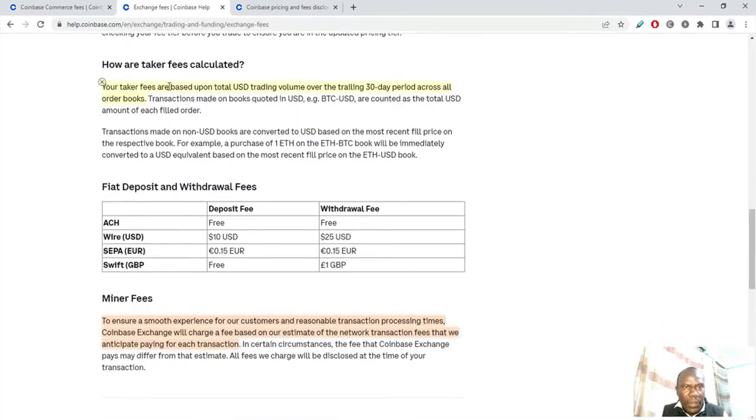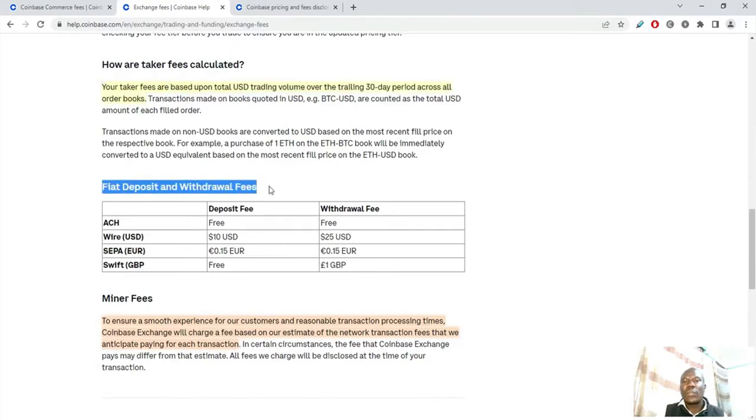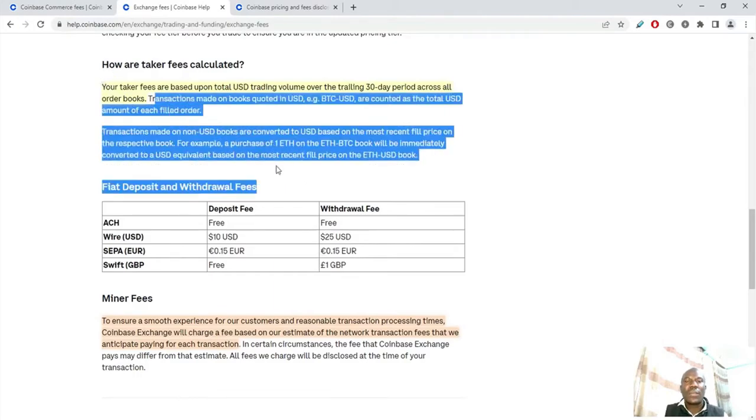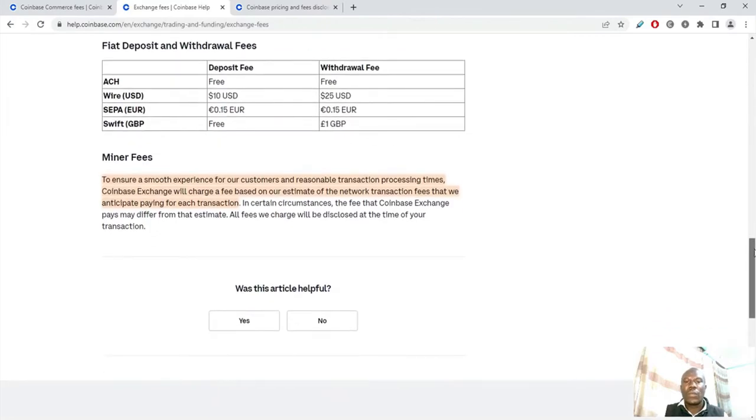Your taker fees are based upon your total USD trading volume over a 30-day period across all the order books, and this is what happens here: fiat deposit and withdrawal fee. So wire transfer, this is the deposit fee, and this is the withdrawal fee, 0.15 euro, and this is the withdrawal fee, as we have seen with how the taker fee is calculated up here. So you can also read to understand everything here before you proceed.